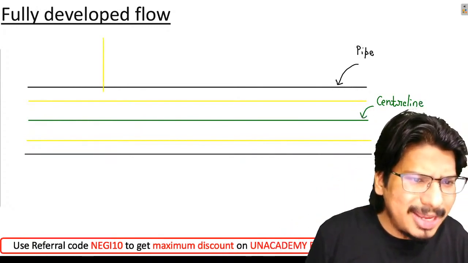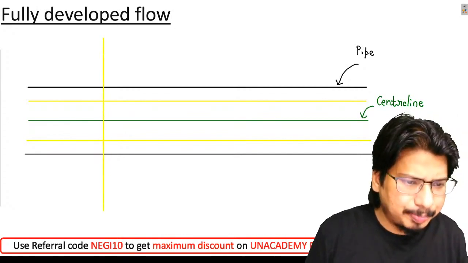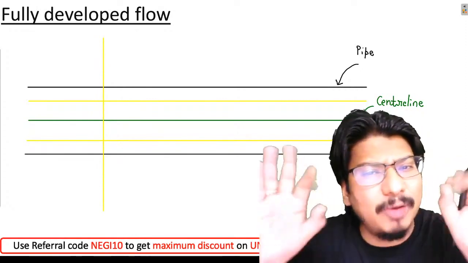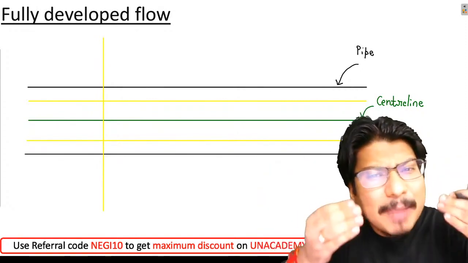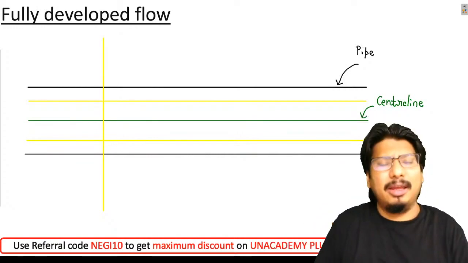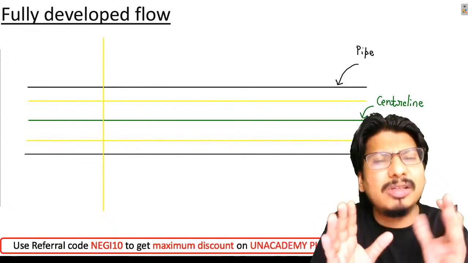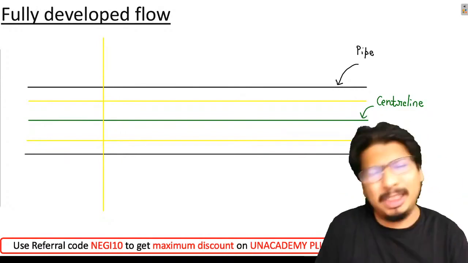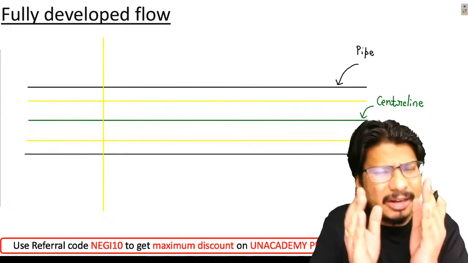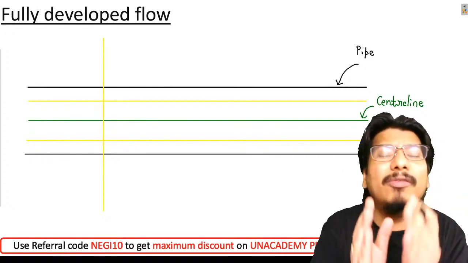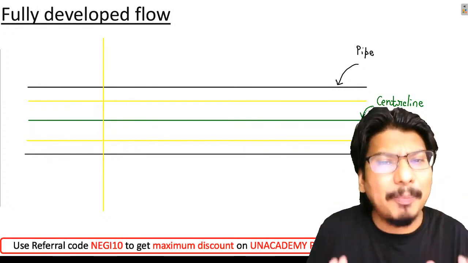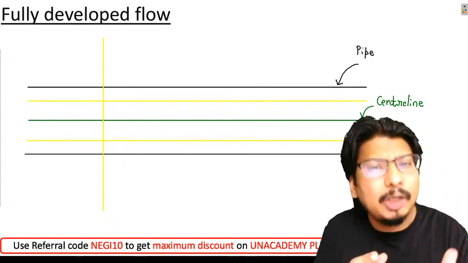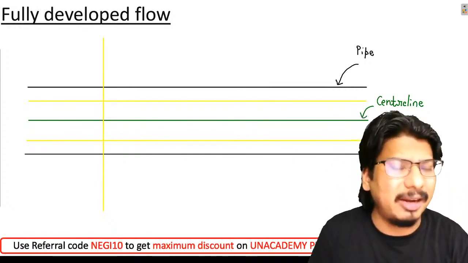When the fluid is entering the pipe, listen carefully to whatever I am saying. When the fluid enters the pipe, the velocity profile will not be well defined. And the reason, look here, the length of the pipe which is required for the velocity profile to become well defined is known as the entrance length.